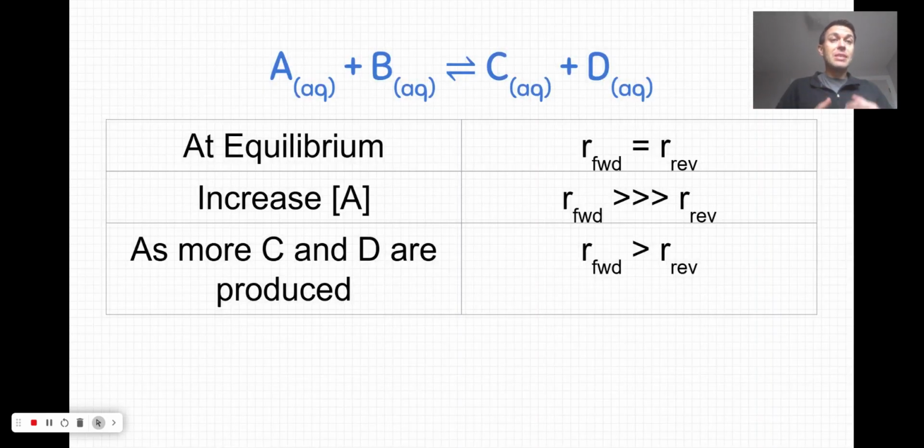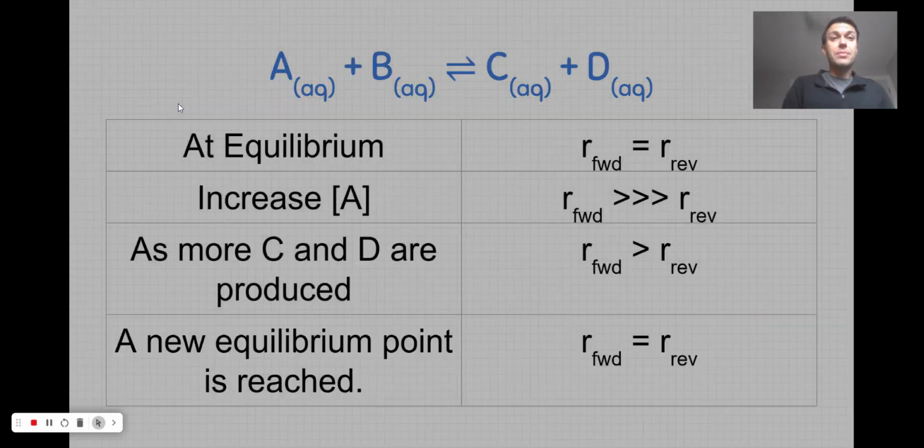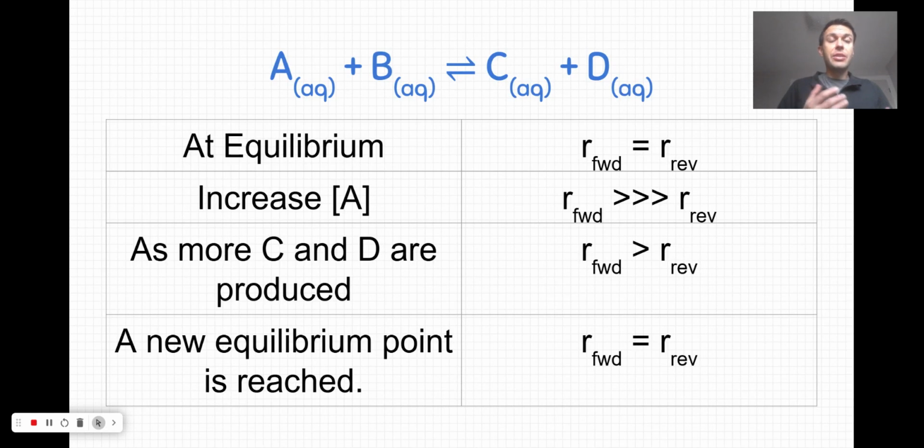But as more C and D are produced, their concentrations will increase. So as the reaction proceeds, the difference in the rates will decrease because the rate of the reverse reaction will then begin increasing as more C and D are produced. And that will continue until the difference between the forward and the reverse rates reaches an equilibrium point and the rates are once again the same.